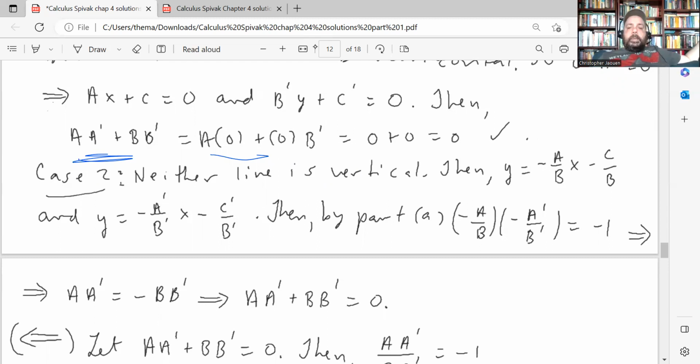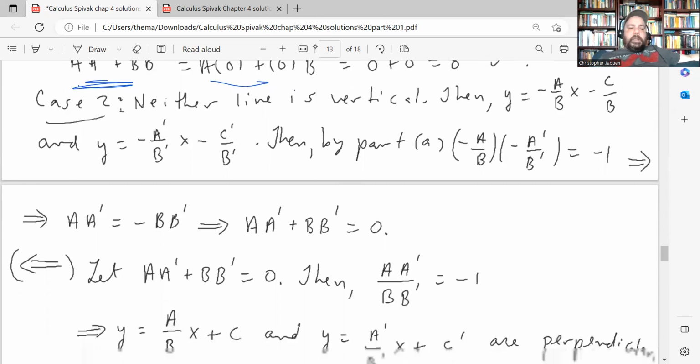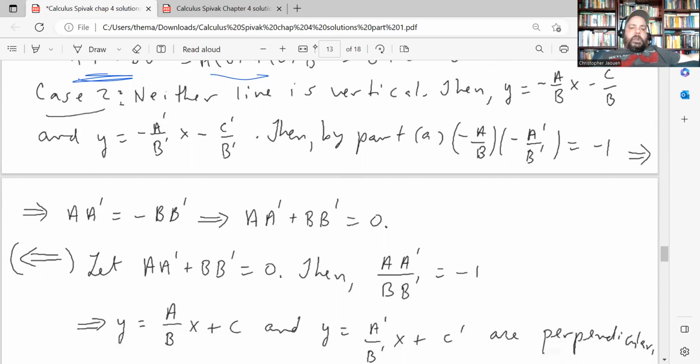Then by part A, since we are assuming that the lines are perpendicular, if you take the product of their slopes, that should be equal to -1. And then just rearranging things using algebra, we get a a prime plus b b prime equals 0, so that case works out as well. All right.